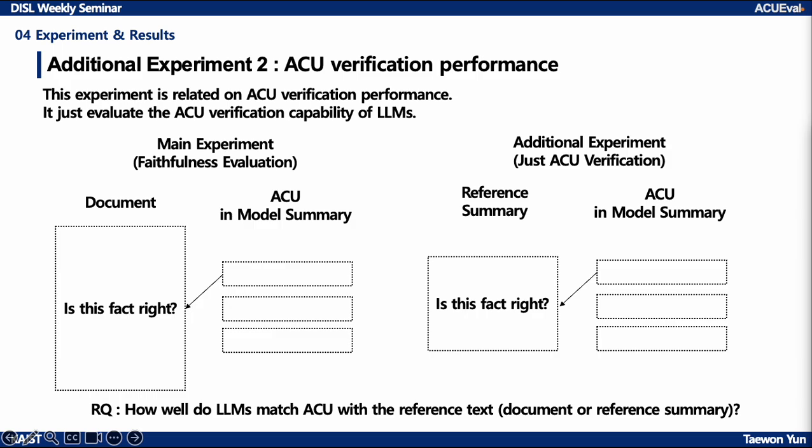The next evaluation study focused on evaluating ACU verification. I would like to note this experiment was designed for just ACU verification. In the main part, they checked whether an LLM can verify ACUs in a summary based on the document, but in the additional study, they check it based on the reference summary in the dataset. So the only difference is the reference text. They are just asking, can an LLM verify the ACU across different texts?